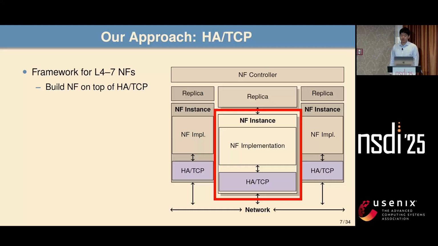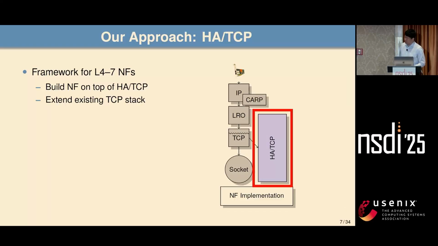Because of that, we introduced our solution, HATCP. HATCP is a framework that is designed for layer 4 to 7 network functions. Developers can build their NF on top of the HATCP framework. If we look at the internals of HATCP, it is a separate module that is built on top of the TCP stack. And it doesn't modify the TCP protocol, so it's completely transparent to the client.